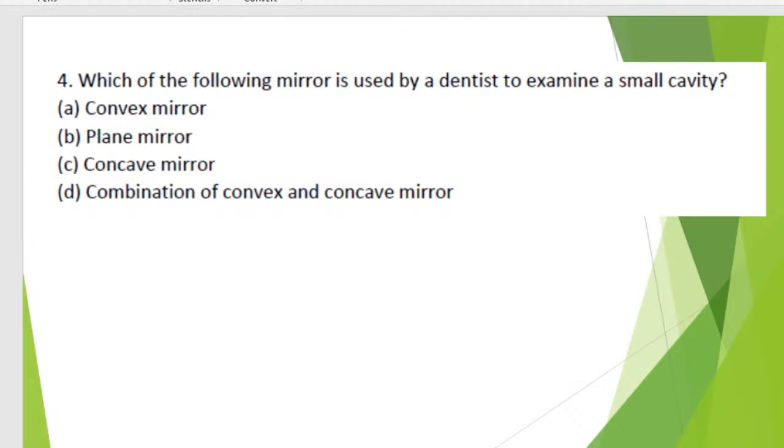Which of the following mirrors is used by a dentist to examine a small cavity?